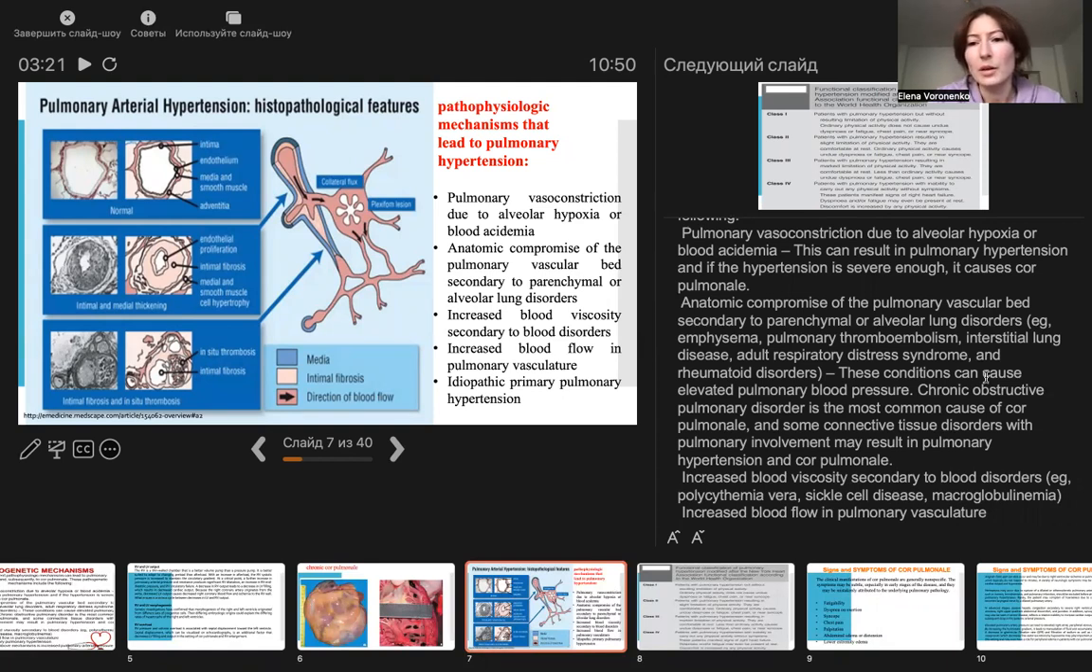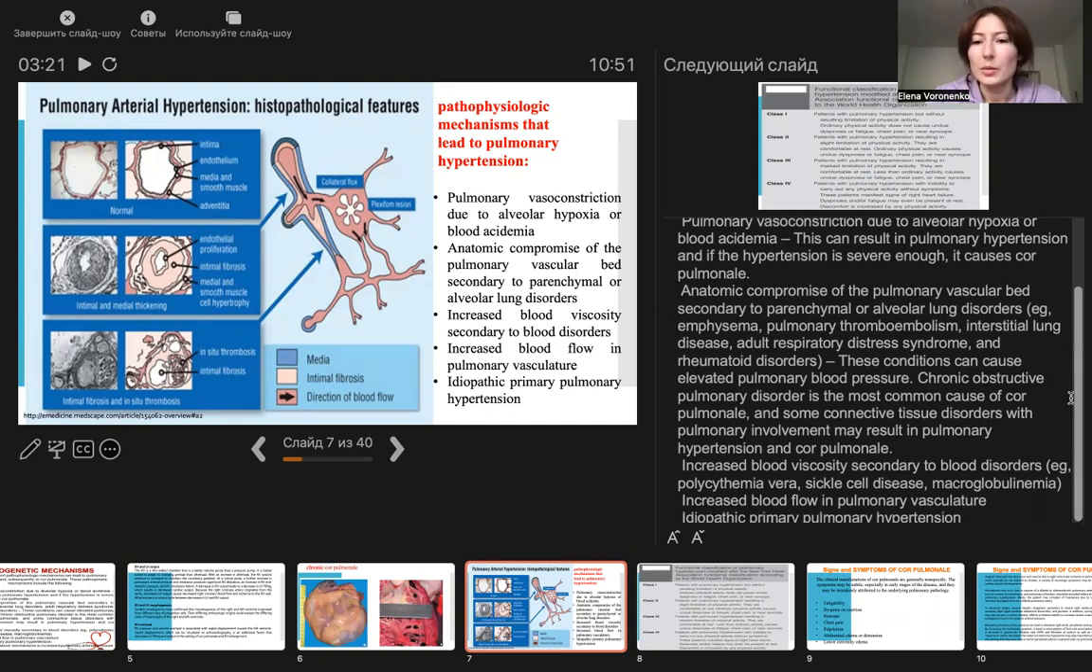Anatomic compromise of the pulmonary vascular bed secondary to parenchymal or alveolar lung disorders: emphysema, pulmonary thromboembolism, interstitial lung disease, adult respiratory distress syndrome, and rheumatoid disorders. These conditions can cause elevated pulmonary blood pressure. Chronic obstructive pulmonary disorder is the most common cause of cor pulmonale, and some connective tissue disorders with pulmonary involvement may result in pulmonary hypertension and cor pulmonale.